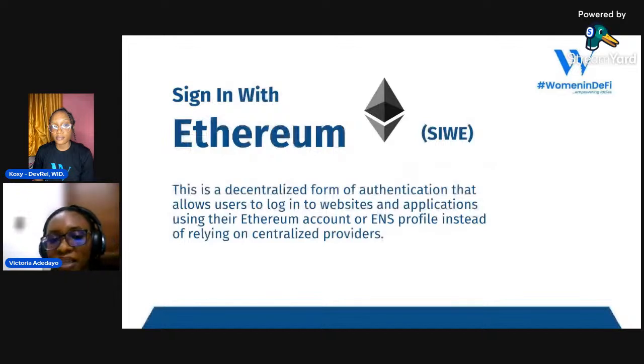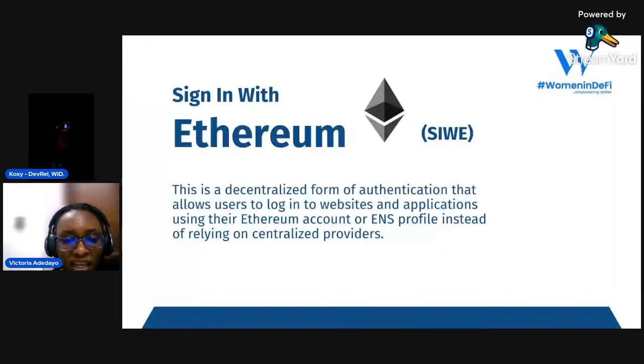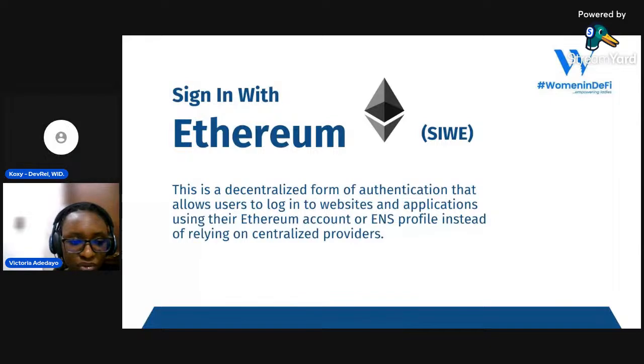At the start, I mentioned SIWE, which means Sign In With Ethereum. This is a decentralized form of authentication that allows users to log into websites and applications using their Ethereum accounts or ENS profile instead of relying on centralized providers like your email or your Twitter. Some people log into platforms using their Facebook and all those sorts. So it gives you this decentralized access, right? You don't need to rely on a centralized server where all your information is stored in the database. You have a decentralized form.